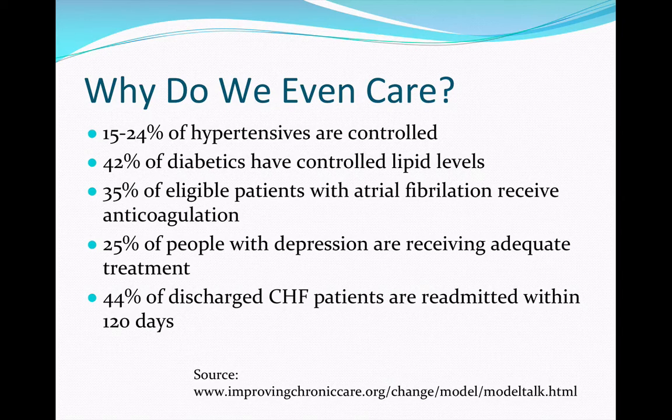And so why do we care? Well, I'll give you some stats out there. 15 to 24% of hypertensives are controlled. The remaining are not. 42% of diabetics have controlled lipid levels. Greater than 50% are not. 35% of eligible patients with AFib don't receive appropriate anticoagulation.